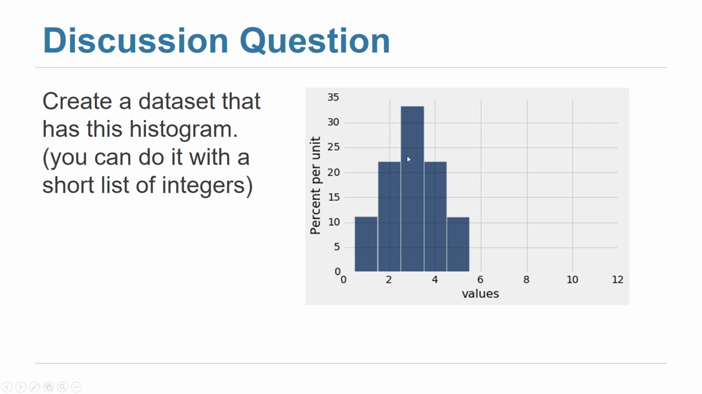If you look at this histogram, you will see that this value is repeated 2 times the times of this value, and this value is 3 times of this. So I can easily say that one possible array that has this histogram can have the value 1 once, the value 2 twice, the value 3 three times, the value 4 twice, and the value 5 once. So that's a data set or an array that will have this histogram.